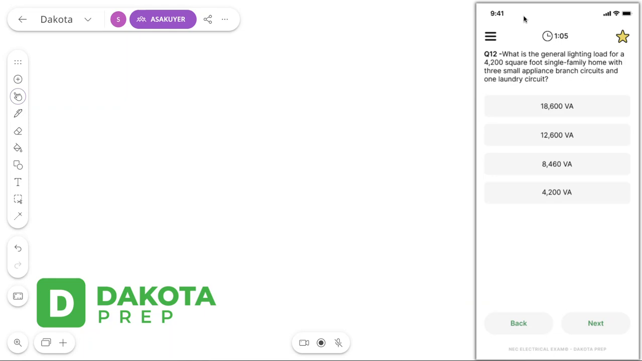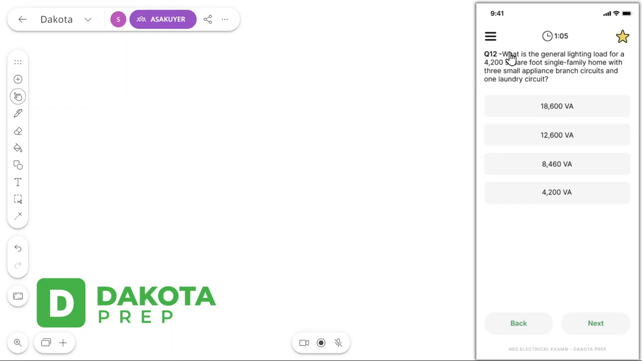Now, once again, we're going to use this question over here to the right to tackle this problem. Okay, so the question says, what is the general lighting load for a 4,200 square foot single family home with 3 small appliance branch circuits and 1 laundry circuit? That is a big old house. So let's find our general lighting load for this house.